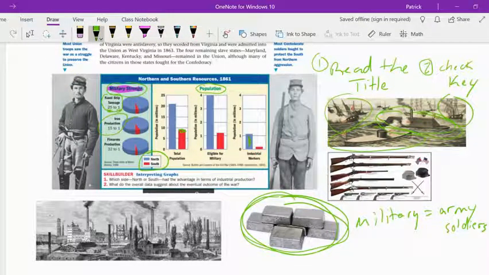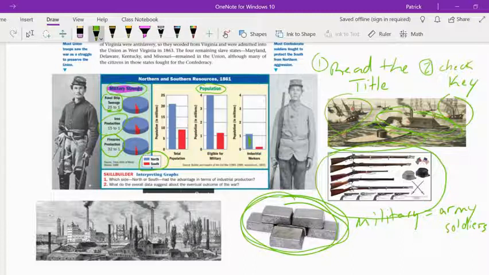The other thing it says is firearms production. Now, firearms are very important. These are firearms, guns. Would you want a lot of firearms if you're going to fight a war? I'll let you think about that question.